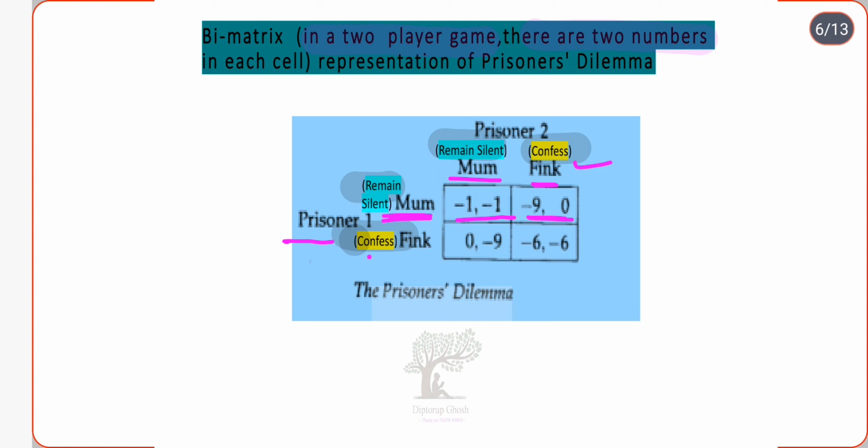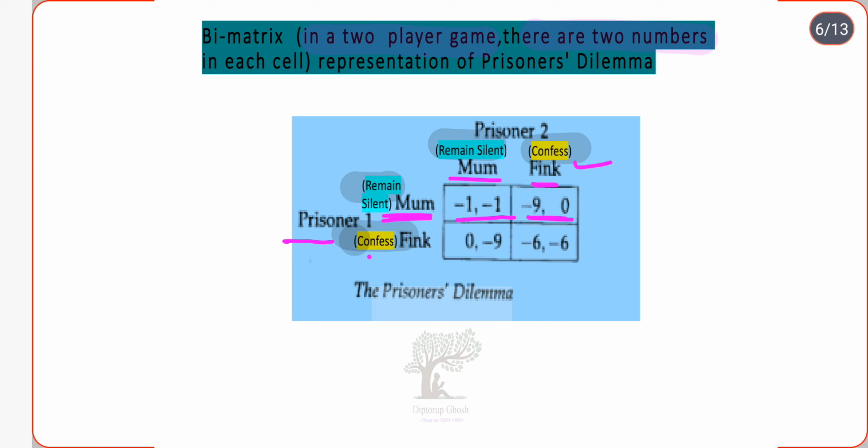So as you can see from here, if prisoner 1 is remaining silent and prisoner 2 is confessing, then this is our payoff, minus 9, 0. That means 9 years of imprisonment for prisoner 1 and 0 years of imprisonment for prisoner 2. That means prisoner 2 is being set free. So basically, the first number represents the payoff of prisoner 1, and the second number represents the payoff of prisoner 2. That is also a very important point that has to be remembered.